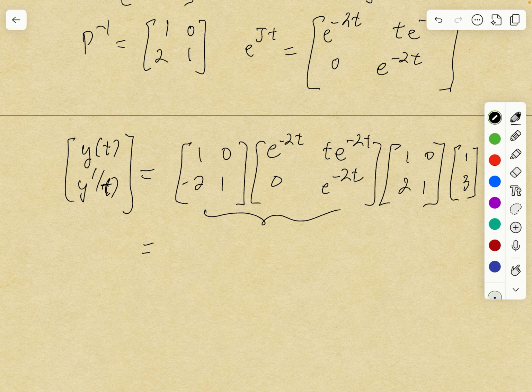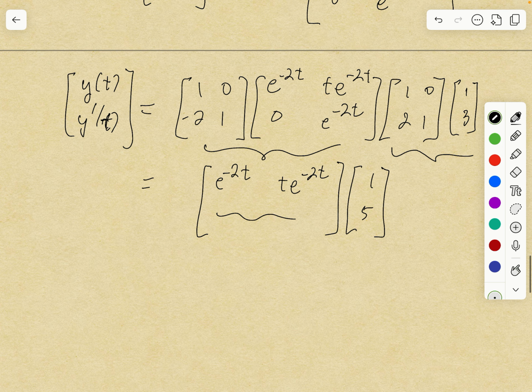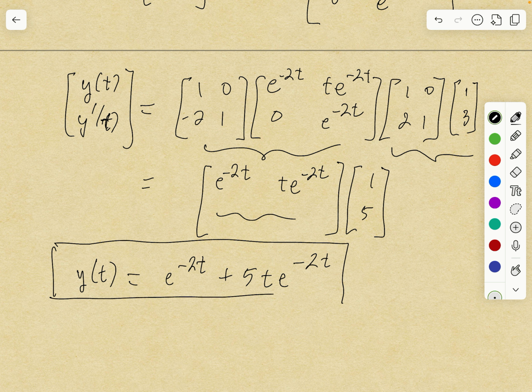So if I take these two matrices and multiply them, I get e to the negative 2t, t e to the negative 2t, and then I'm going to get something, and I don't even care what that thing is. Then when I multiply these two matrices together, I get 1, 5. So now I can multiply them and find what y of t is. Remember, I just need the first component. So I just multiply, I get e to the minus 2t plus 5t e to the minus 2t. So that's the solution.